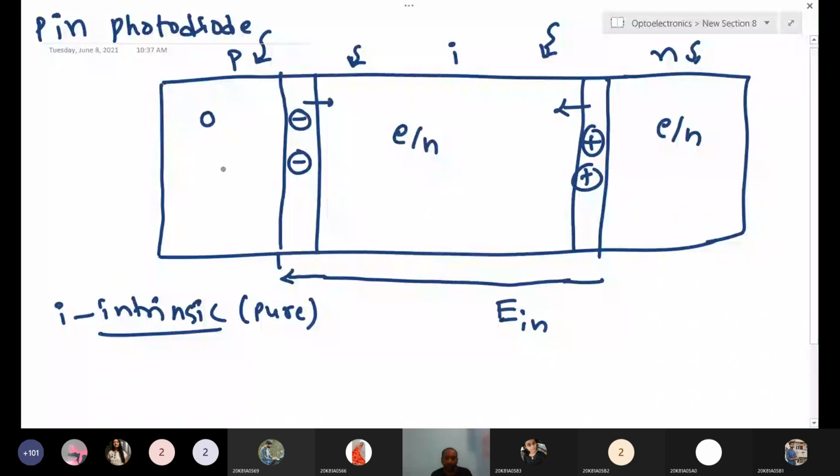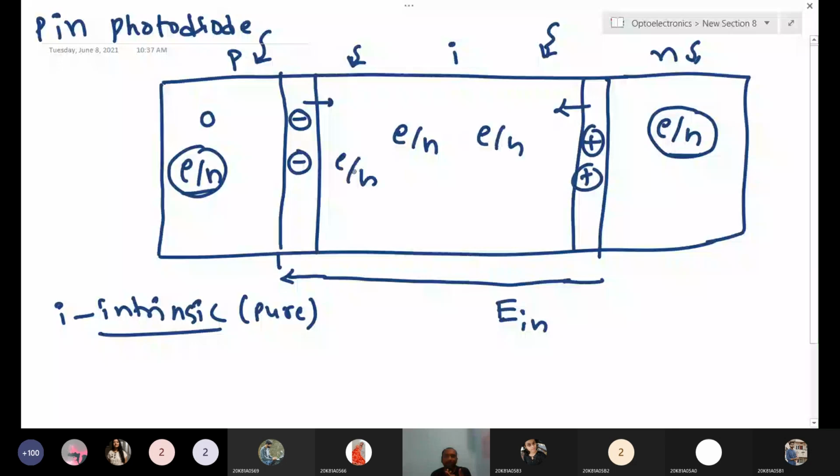As usual, in the P-type region, in the bulk regions, these are recombining. But here we have a large area in the I layer. Earlier we had only a limited depletion width area, but here the depletion region is extended throughout the I layer. That means however much I layer is there, that much of electron-hole pairs are created.